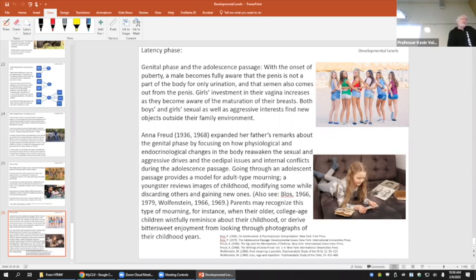She also talked about how going through an adolescent passage provides a model for adult-type mourning. The youngster reviews the images of their childhood, modifying some while discarding others and gaining new ones. Parents may recognize this type of mourning, for instance, when their college-age children wistfully reminisce about their childhood or derive bittersweet enjoyment from looking through photographs of their childhood years. I have a college-age kid right now, almost 20, and he does a lot of this. They'll look through old child pictures and go, oh yeah, I remember that, and wistfully think about it. It's really interesting.